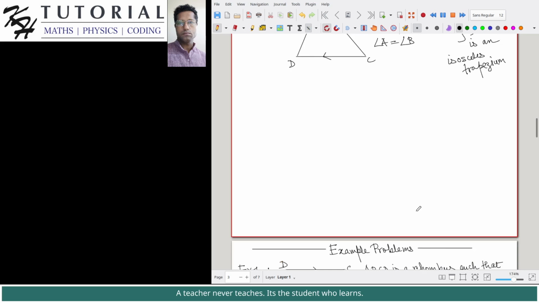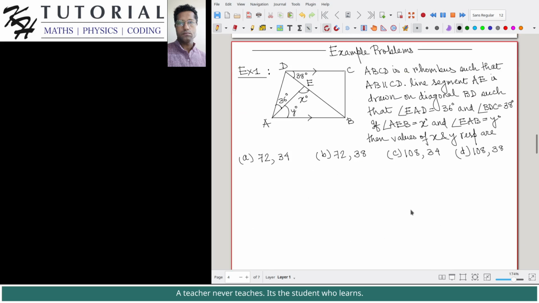Okay. Now let's solve a few problems. The first problem says that ABCD is a rhombus. No, this should be trapezium. This is wrong. I have incorrectly written the problem. So ABCD is a trapezium where it is given that AB is parallel to DC.